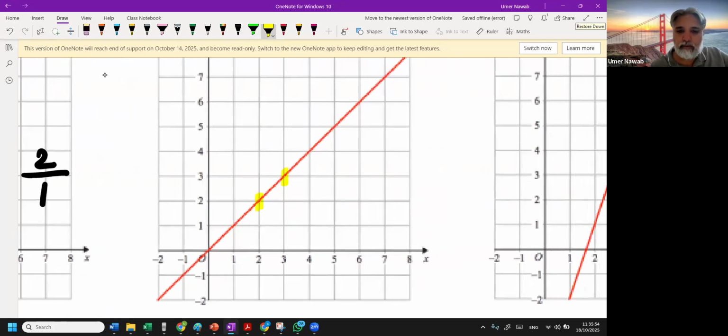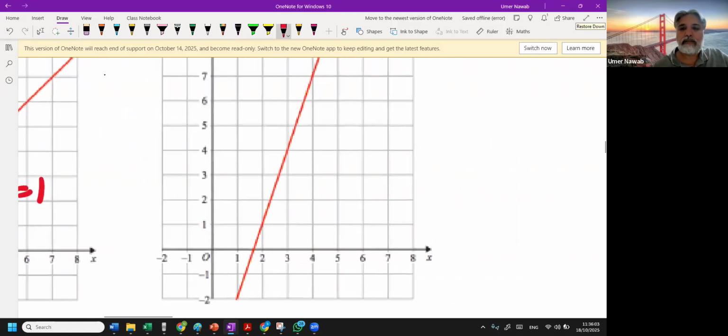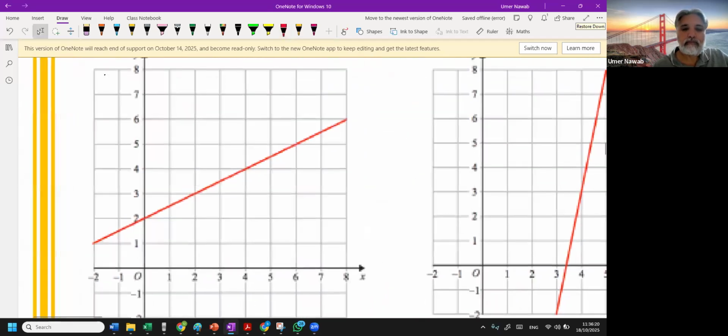Can I write the gradient from here? Suppose I pick this point and this point, they are on the corner. So 1 up, 1 right. So my gradient is 1. In this case, what's my gradient? I'm going to look at this point and this point. How much? 3 units up, 1 unit right. So my gradient is 3 over 1 or 3. Next. Look at this and this. I go 1 unit up and 2 units right. So my gradient is 1 over 2.